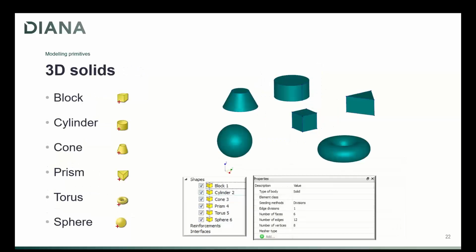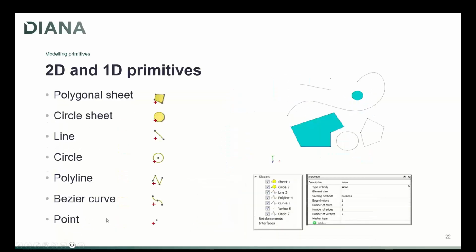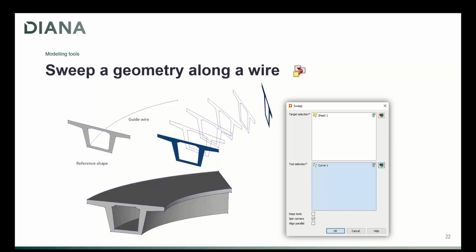But if you want to start from a white page, you can also do that and use our basic tools that we offer in terms of modeling primitive to create and generate your model. So you can define 3D shapes such as block, cylinder, prism, sphere, but also a 2D and 1D shape, going from a polygonal sheet to the simple one, which is a point. We have also advanced modeling tool.